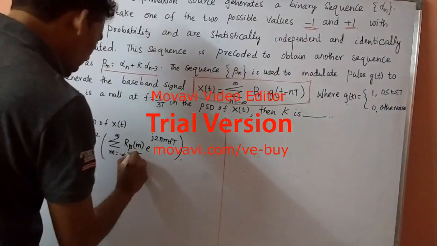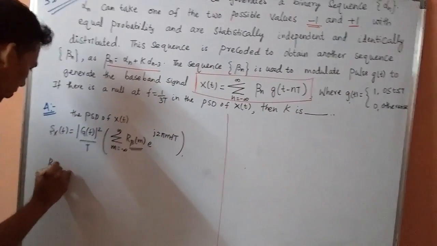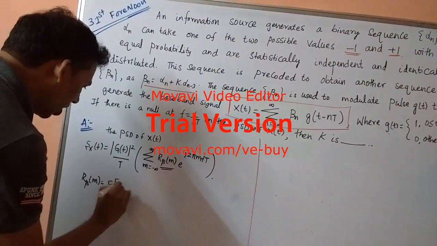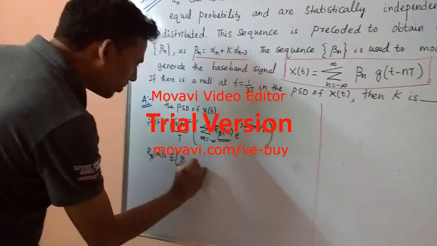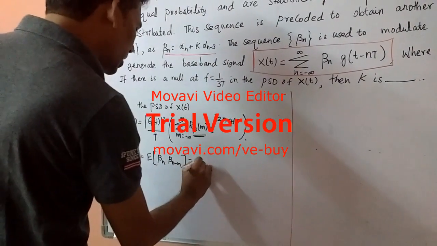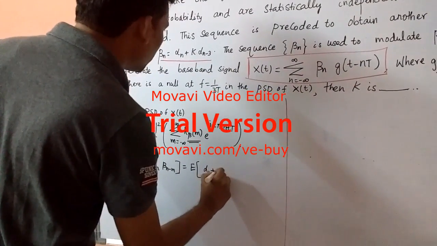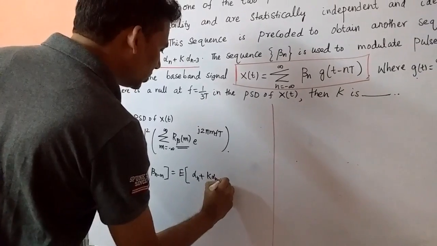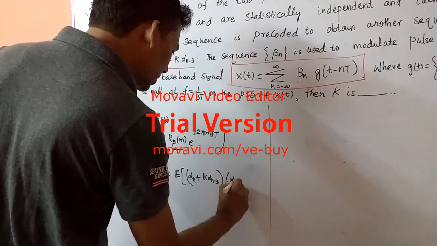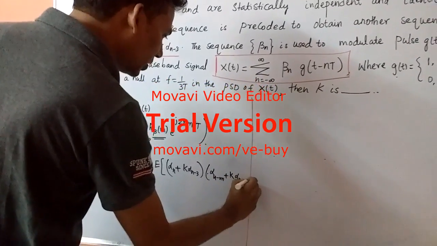Now, step by step, we find the autocorrelation function, that is r beta of m, equal to the expectation of beta n and beta n minus m, and this is equal to the expectation of, what is beta n? It is alpha n plus k into alpha n minus 3, into alpha n minus m plus k into alpha n minus m minus 3.